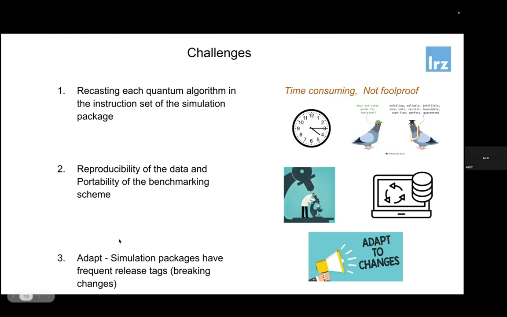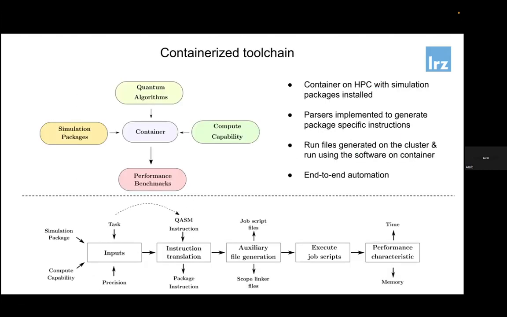And then the simulation packages themselves have frequent release tags, so we have to adapt the toolchain to these frequent release tags. So these are some of the challenges in setting up a toolchain.